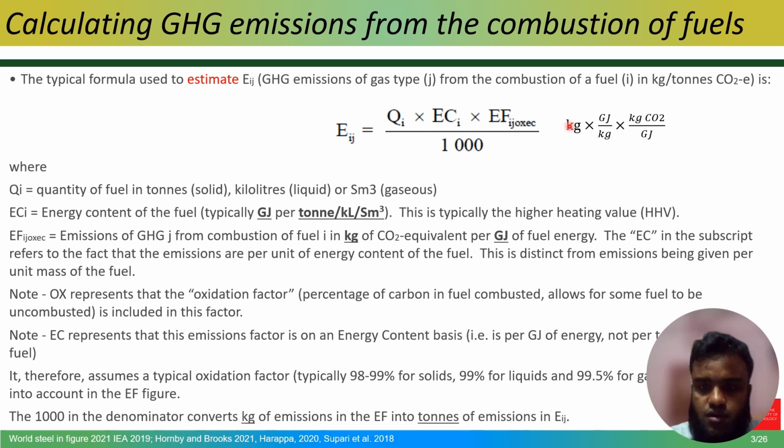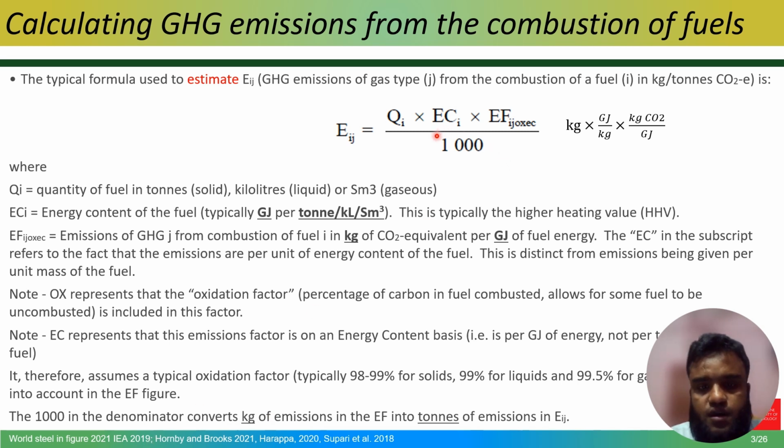So if you rearrange these units, you can see kg gone, gigajoule gone, and then the emission is kilogram of CO2. Okay. Now one thing to be noticed here, in the subscript you can see OXEC. The OX represents the oxidation factor, because when you combust fuel, it does not burn entirely. Some portion remains unburned. For example, in here I have given the typical data. For solid fuel we use 98 to 99%. For liquid fuel 99%, and for gaseous fuel it's 99.5%. For simplification, you can consider 100% oxidation. Then you don't need to consider this oxidation factor in simplified cases.